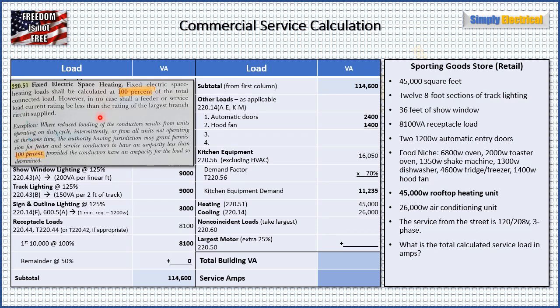There is an exception here. And I don't think this exception really probably should be here. Maybe it should be a fine print note if anything, but it just tells you that the authority having jurisdiction can give you special permission. But that's always the case. They can always give you special permission on anything.